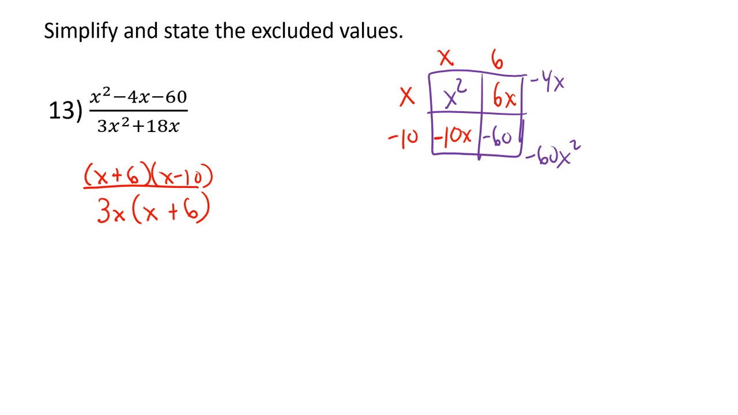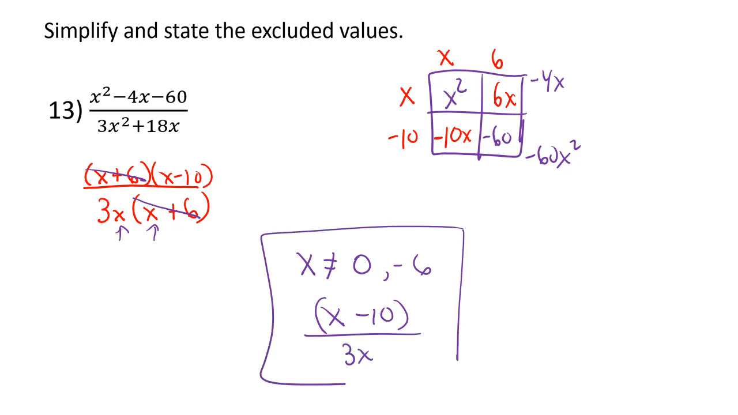Now we're going to state excluded values because we factored. So we go to what number times 3 would equal 0? 0. What number plus 6 would equal 0? -6. Now the x plus 6's can cancel out, leaving the answer x minus 10 in the numerator and 3x in the denominator.